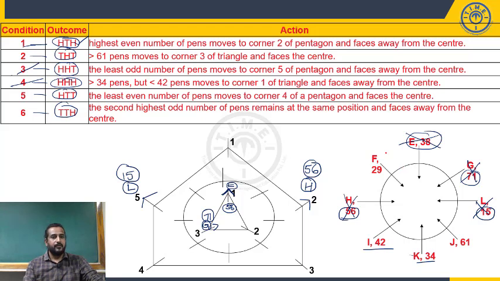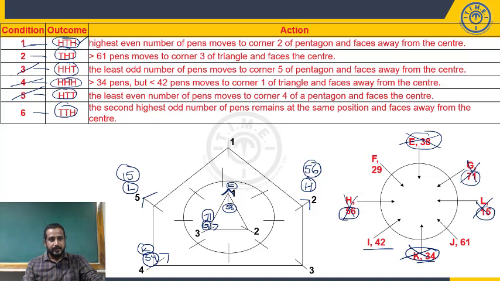Four persons. What else? Fifth outcome, head, tail, tail. So condition number 5. What is that? Least even number of pens. Who has the least even number? K. Least, corner 4 of a pentagon, and faces the center. So K will be here, and K is having how many pens? 34 pens. That's it. Now even this person's position is removed.